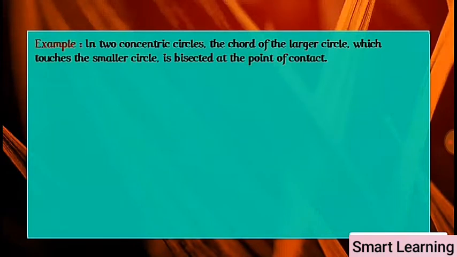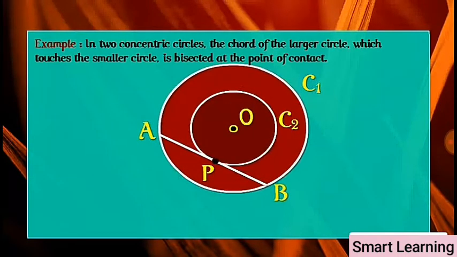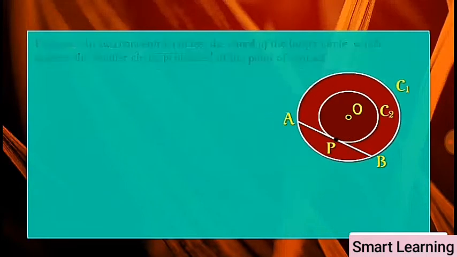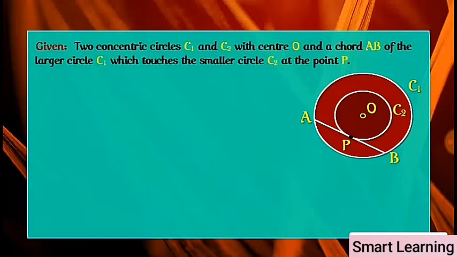Let us take an example. Prove that in 2 concentric circles, the chord of the larger circle, which touches the smaller circle, is bisected at the point of contact. Solution. We are given two concentric circles C1 and C2 with center O and a chord AB of the larger circle C1 which touches the smaller circle C2 at the point P. We need to prove that AP is equal to BP.